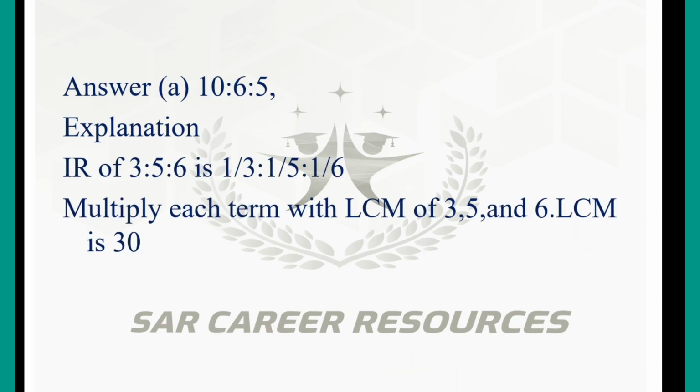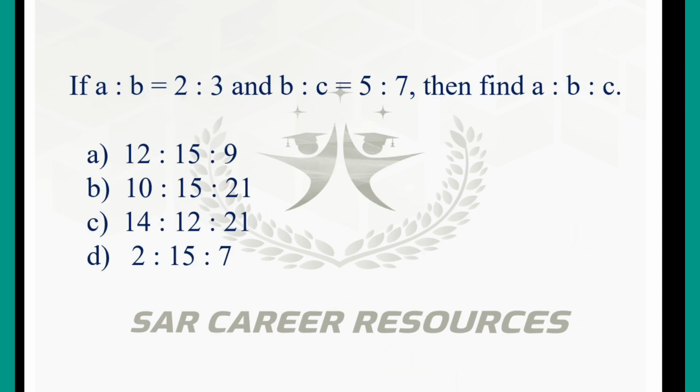Okay, so next question. If A is to B equals 2 is to 3, and B is to C equals 5 is to 7, find A is to B is to C. So this is called a proportion. Here you can see that A by B is equal to 2 by 3, or 2 is to 3, and B by C is equal to 5 by 7. So we have to find out A is to B is to C, right?